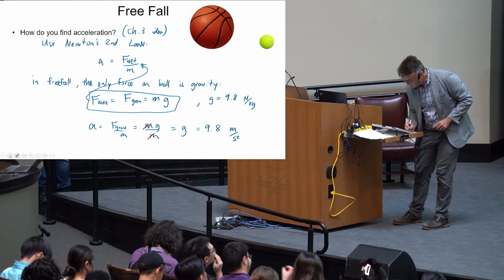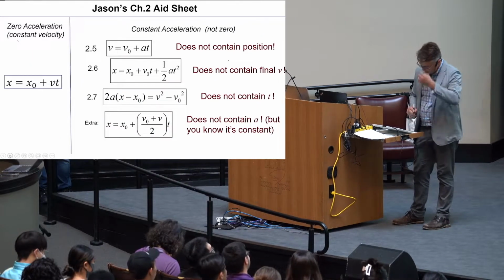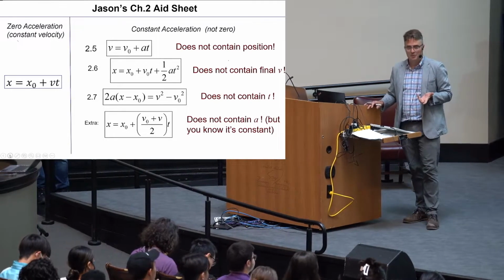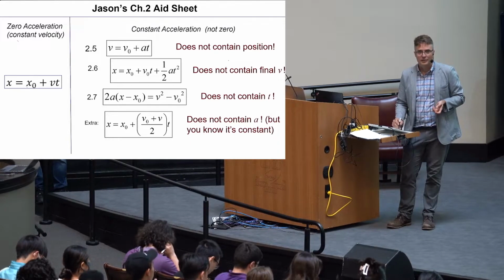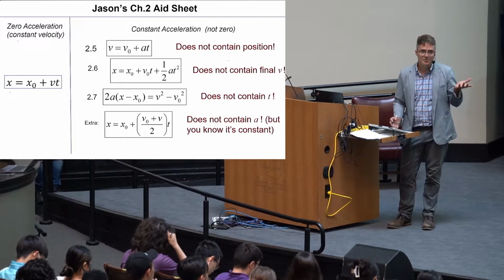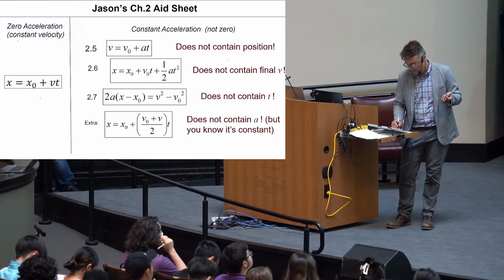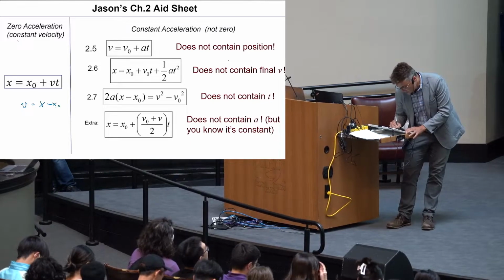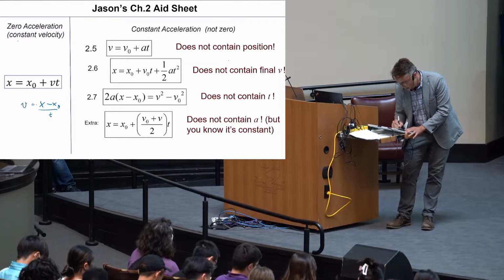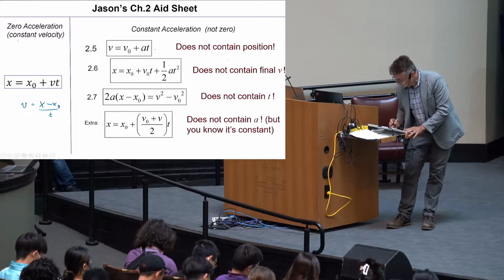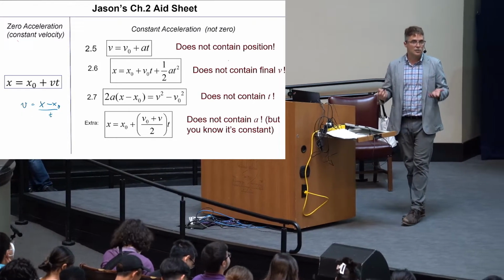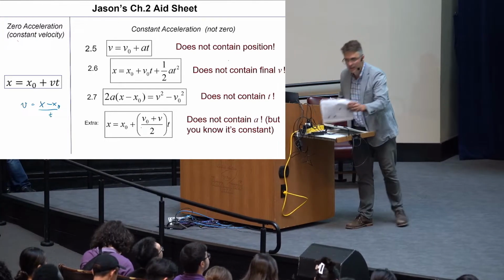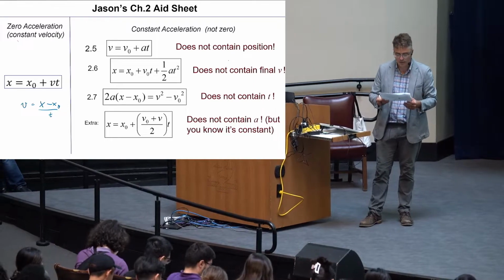We did this already. Oh yeah, this is my little chapter 2 aid sheet. These are the 5 equations I keep going to. This is the one for zero acceleration. It's just sort of the definition of speed: speed is x minus x0 divided by t. And then these are the equations of constant acceleration where a is not equal to 0, including one that doesn't have a, but you know that it's constant. I might come back to this aid sheet once or twice when I'm trying to solve this.